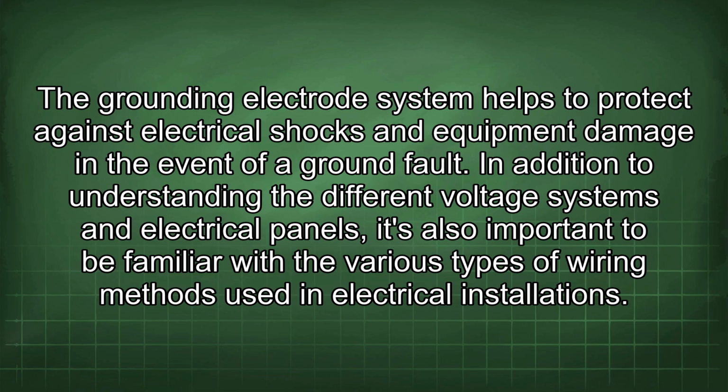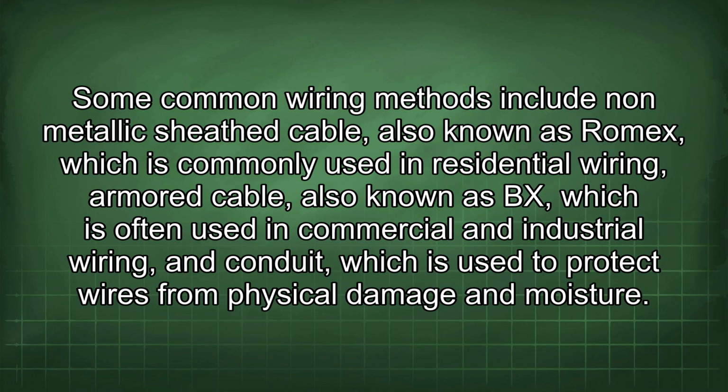In addition to understanding the different voltage systems and electrical panels, it's also important to be familiar with the various types of wiring methods used in electrical installations. Some common wiring methods include non-metallic sheath cable, also known as Romex, which is commonly used in residential wiring, armored cable, also known as BX, which is often used in commercial and industrial wiring, and conduit, which is used to protect wires from physical damage and moisture.